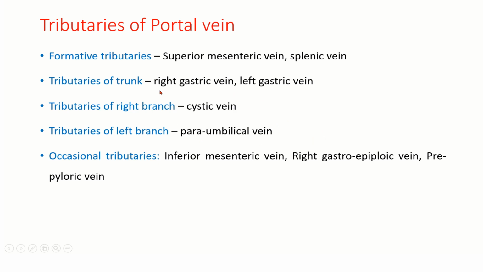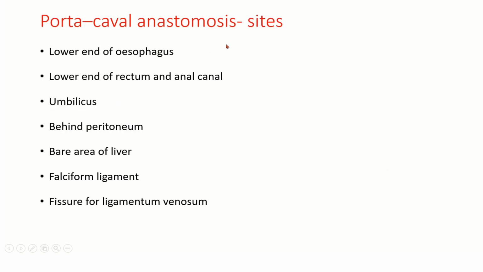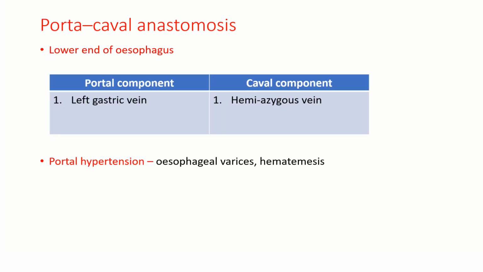So please remember this. The right branch receives the cystic vein and the left branch receives the paraumbilical vein. Occasional tributaries are the inferior mesenteric vein, right gastroepiploic vein, and prepyloric vein of Mayo. So the portocaval anastomosis sites are the lower end of esophagus, lower end of rectum and anal canal, umbilicus, behind peritoneum, bare area of liver, falciform ligament, and fissure for ligamentum venosum. At each site we will see the portal component, caval component, and important clinical manifestations.